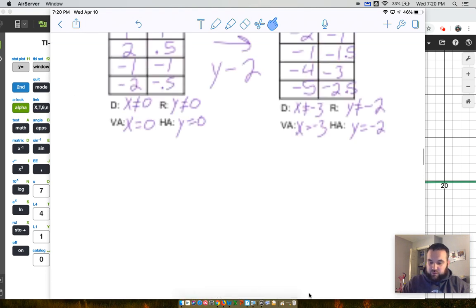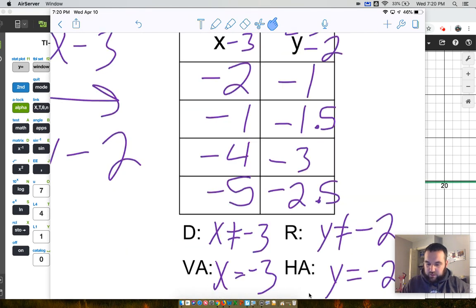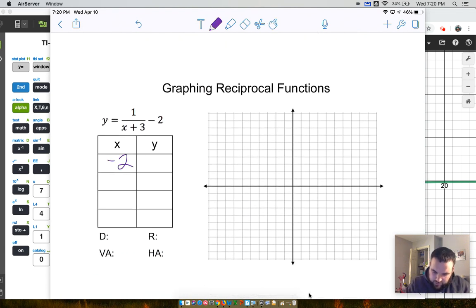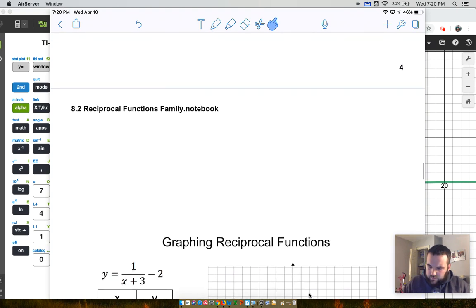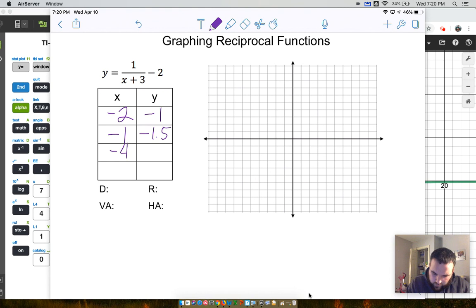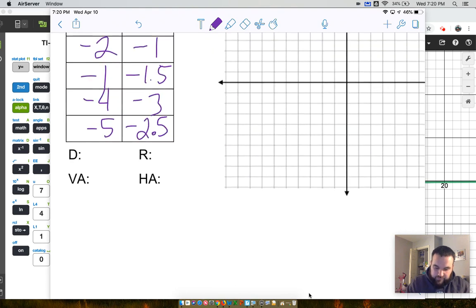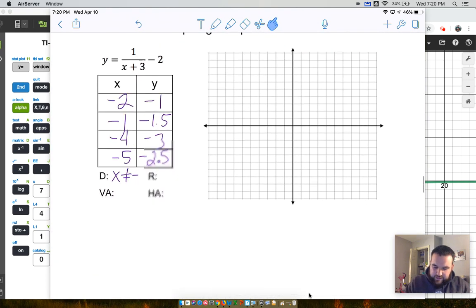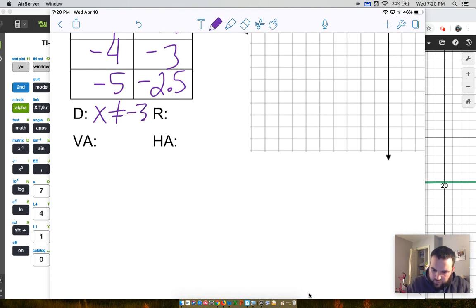This is the exact same function. So we already have the coordinates here: -2, -1, and then it was -1, -1.5, I believe. -4, -3, and -5, -2.5. Then we said x can't be -3 and y can't be -2.